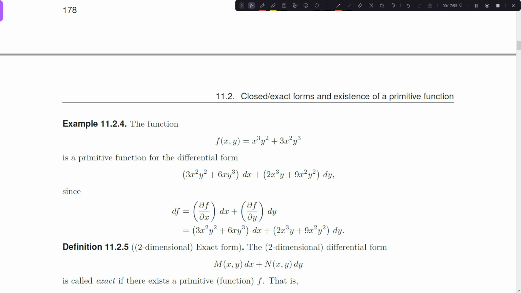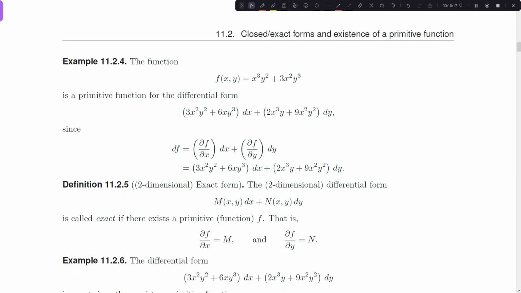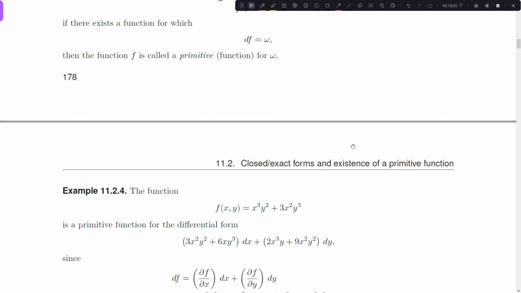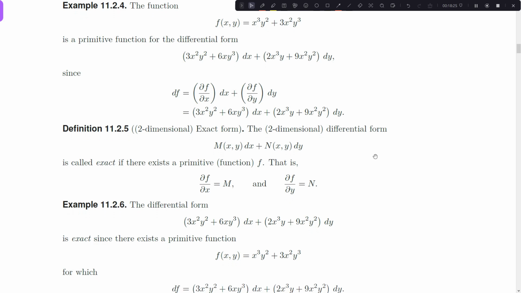The exact form says, hey, I'm going to start with a form. Can I extract a primitive? We're talking about two different directions of kind of the same objects. So these exact forms are differential forms which have primitives. That's to say that there's some function f for which the derivative in x is m and the derivative in y is n. And so we can just do the reverse of my previous example and recover that, yes, that differential form is exact since there exists a primitive.